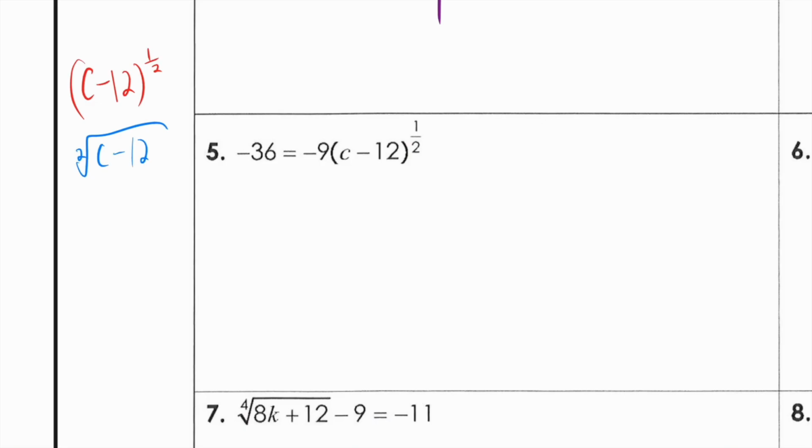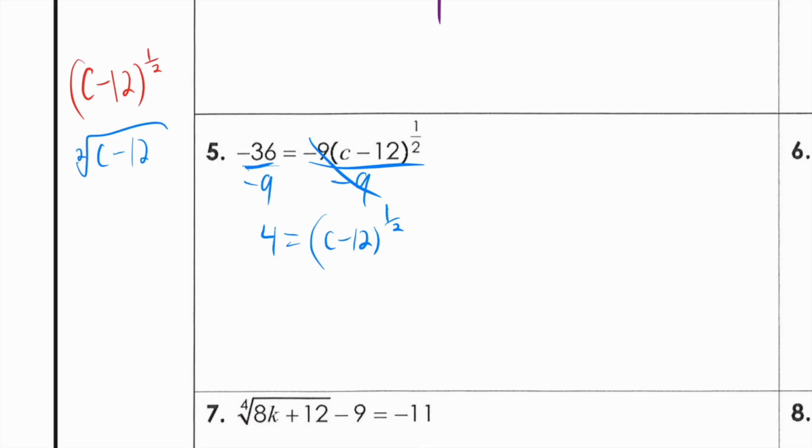But anyway, what you do on this problem is you would still try and get this isolated, treating it just the same way as we are treating our root or radical. And so we're still going to divide by -9 because -9 is multiplying with our root radical, or what's being raised to a power in this case, which is the same thing as a root or radical. So I get positive 4 equals c minus 12 all being raised to the power of 1/2, or which is really, once again, the square root of it.